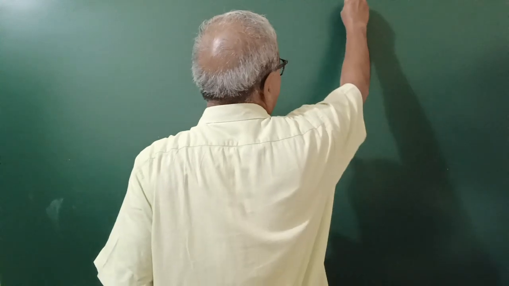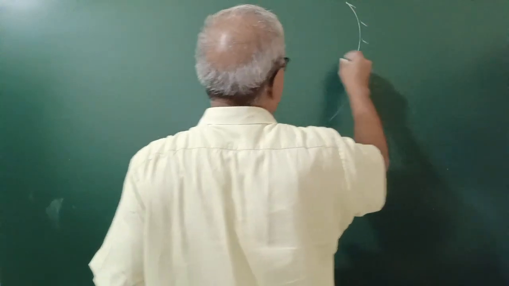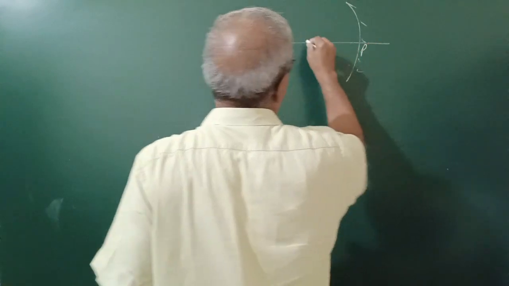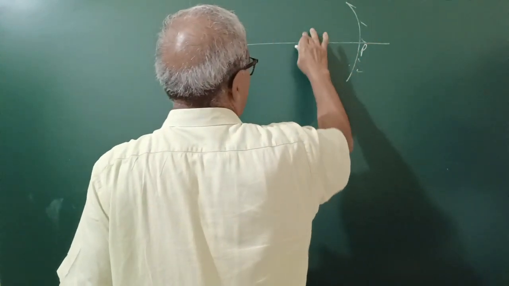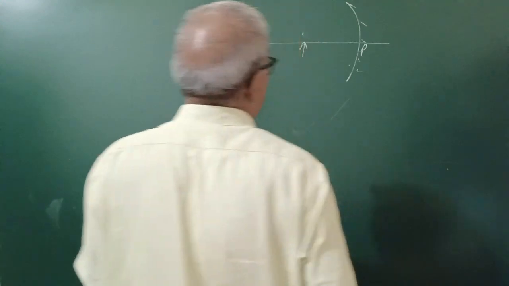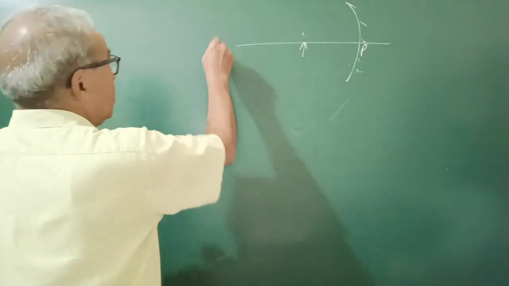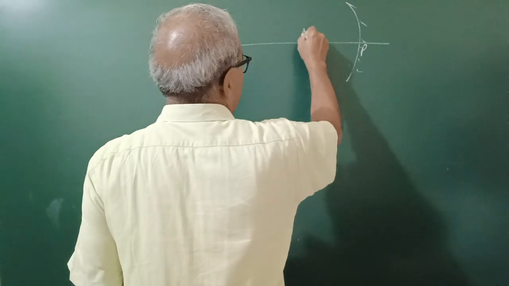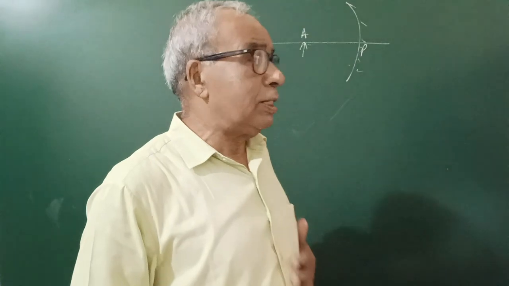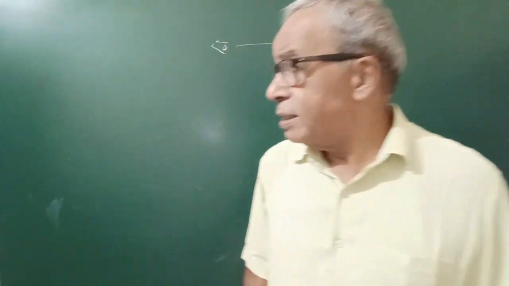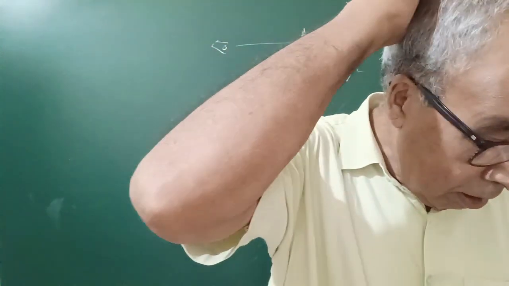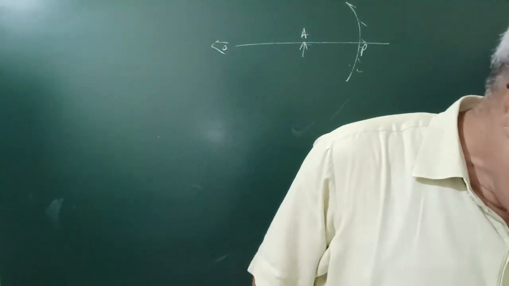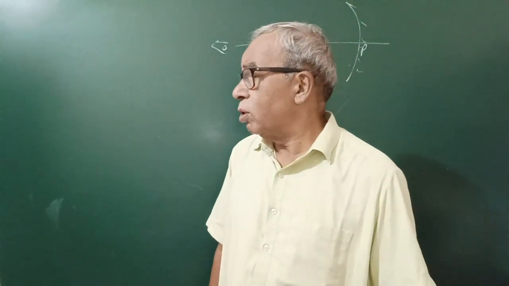I explain the question by diagram. Here it is the concave mirror. Here it is the pole. Here it is the object. Then he or she sees the image, keeping her eye in the line PA. It is the object position. Now, if the observer turns his eye towards left, then the image appears to move right.